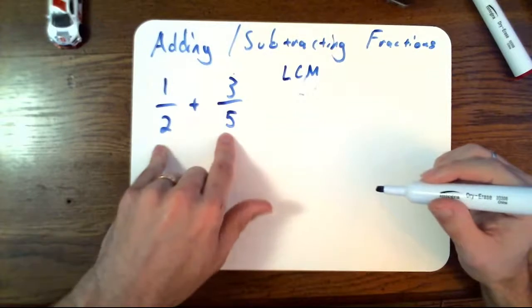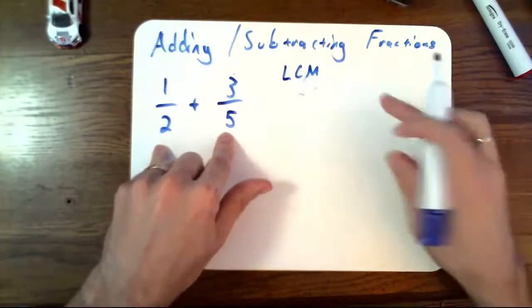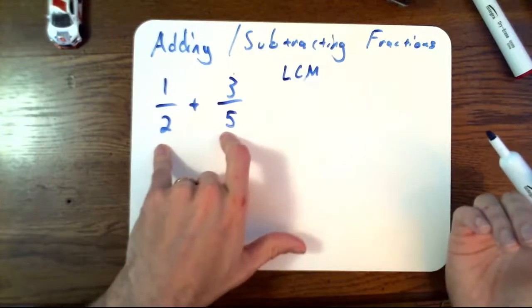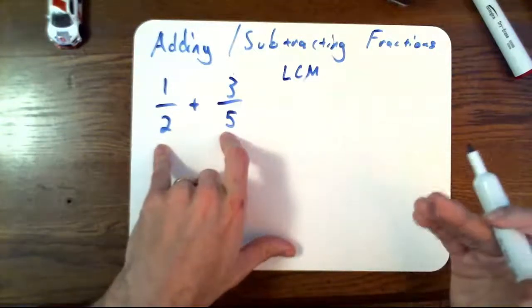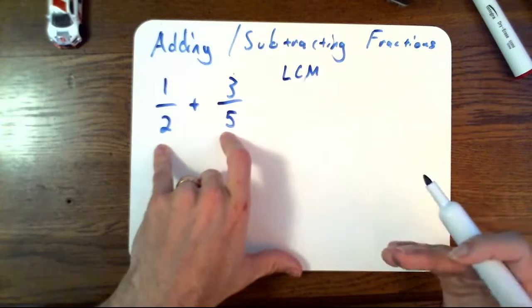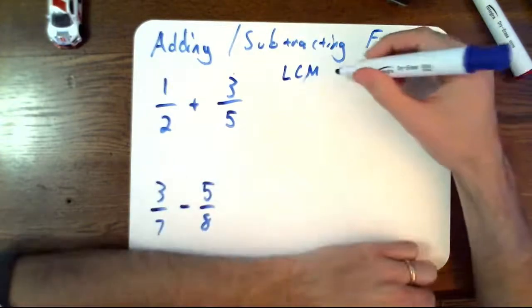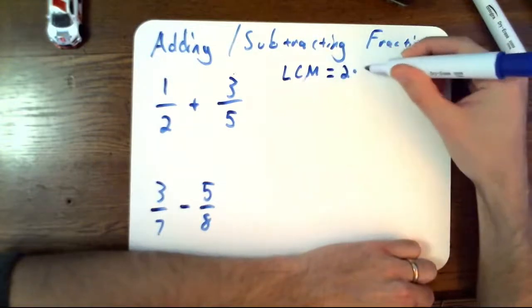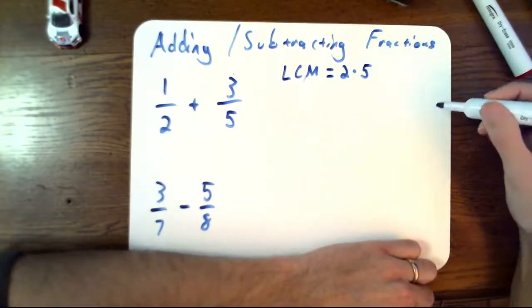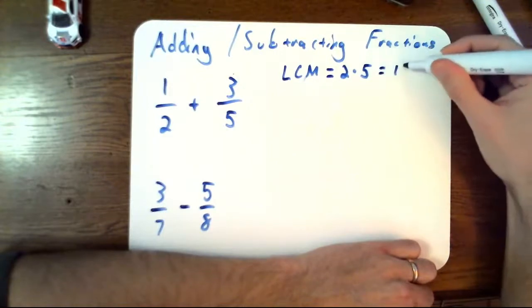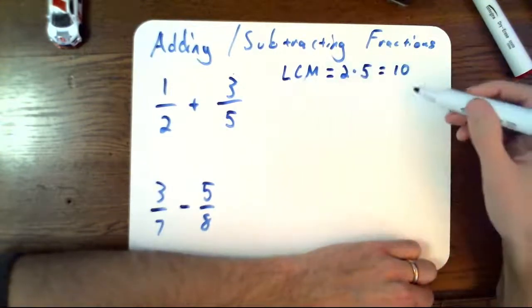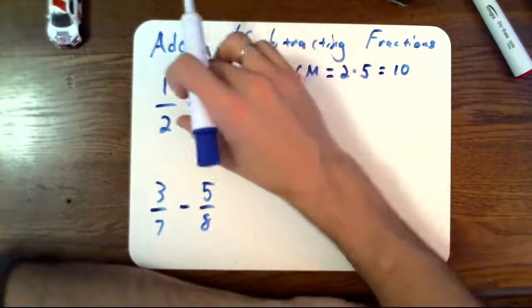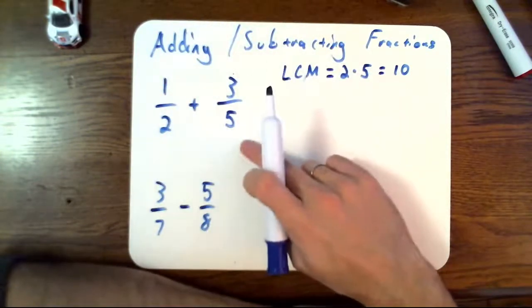2 and 5 are different enough. They're both prime numbers, so they're not composite of each other, and they don't share any multiples. So they have no greatest common factor between them. So the least common multiple and the lowest common denominator is just multiplying the two together. 2 times 5 is 10. So our lowest common denominator is 10, meaning we want to resize both of these fractions to have a denominator of 10.